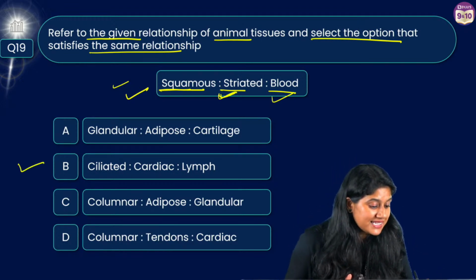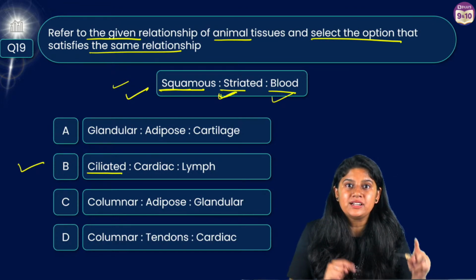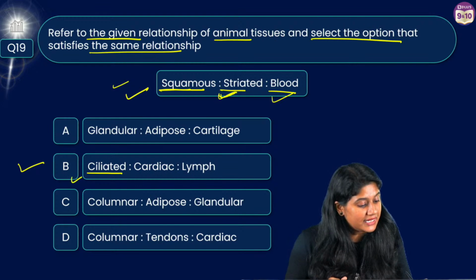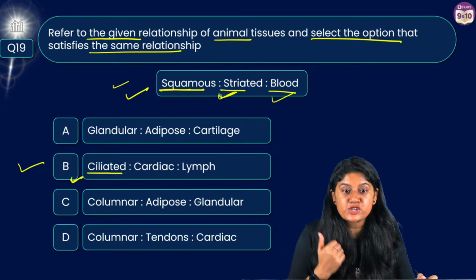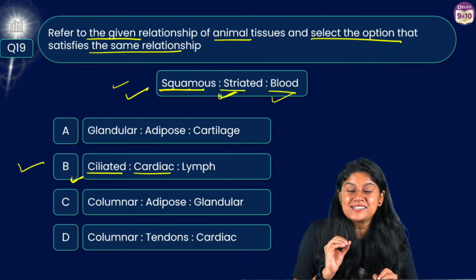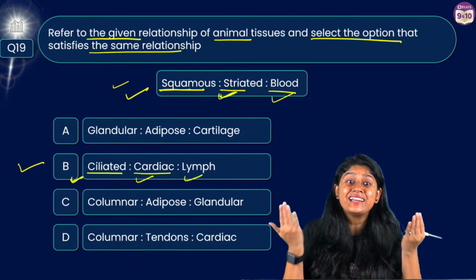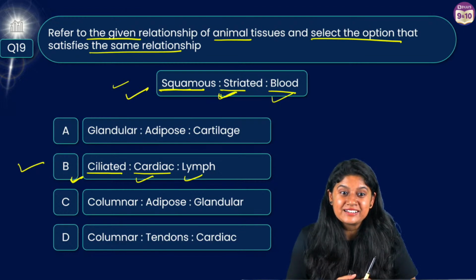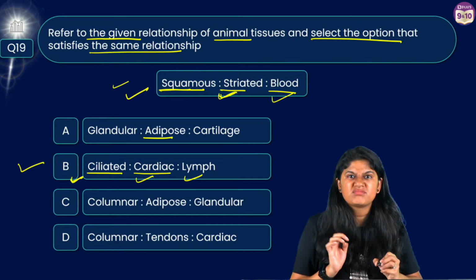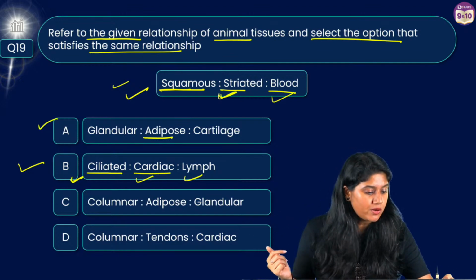Why? Because C, ciliated epithelial tissue. We have cuboidal. We have cilia right on top of them. We have ciliated columnar epithelium. So ciliated is again a type of the epithelial tissue. Then we have cardiac. Now again the cardiac muscles have the light and dark bands. Then we have lymph, which is also a connective tissue. See, cartilage, do you think it's a connective tissue? Okay. But adipose does not have the striation, does not have light and dark bands. So option B is incorrect.